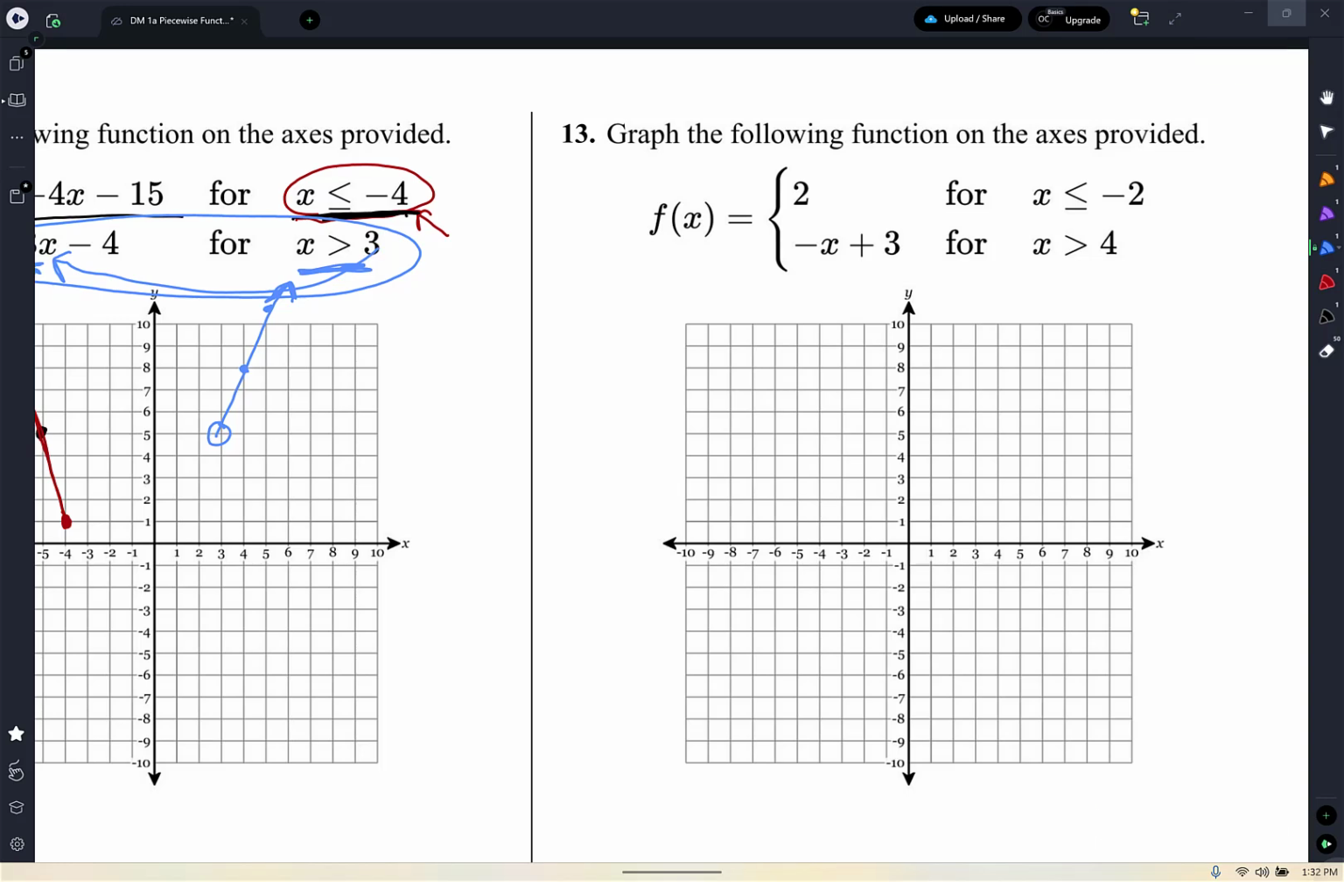All right, question 13. Graph the following function. We're going to go slow. I'm going to do this one in red. It says that it's always 2, so that's going to be a horizontal line, like y equals 2. It's always 2 as long as x is less than or equal to -2. So go to -2, 2, put a point, and it goes forever to the left with a y value of 2. If you want, you can put points at -3, 2, -4, 2, -5, 2. But it looks like that, guys.